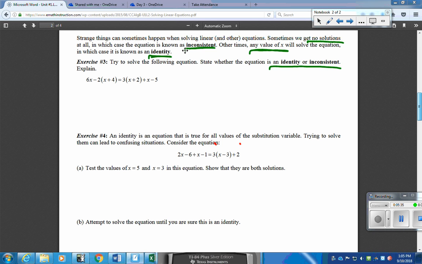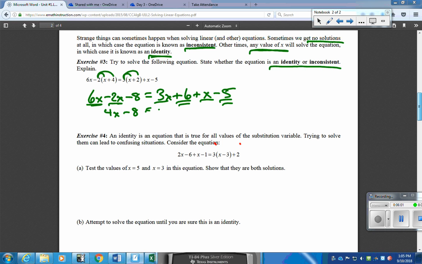So again, we're going to start off with some distributing to get things going. So we got 6x minus 2x minus 8 equals 3x plus 6 plus x minus 5. Now I'm going to try to combine anything. So I can combine these two on this side, which would be 4x minus 8. And on this side, I have 3x and x, and 6 and negative 5. So we end up with 4x, because this is a 1, plus 1.